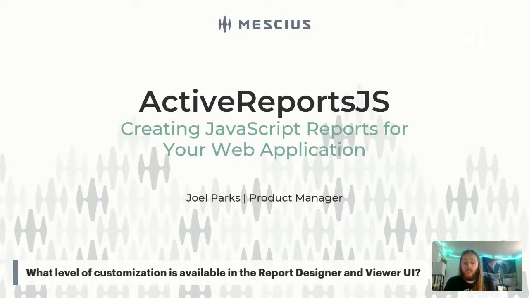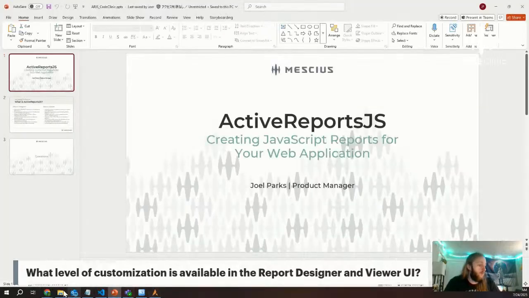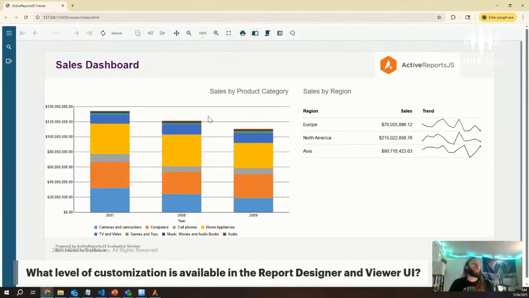What level of customization is available in the report designer and viewer UI? So for the designer and viewer, and I'll go ahead and just bring up the viewer as an example here. So for the viewer and the designer, the toolbar at the top is entirely customizable. So these are all of the default buttons and actions that are available within the designer.